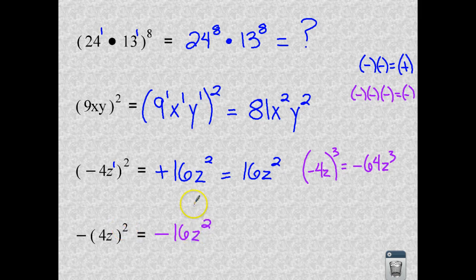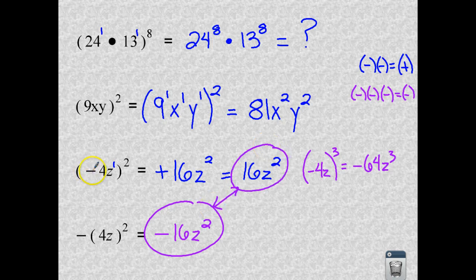So here's the difference between these two answers. Very important that we have noticed the difference from when the negative is applied from the inside or the outside. I'll show you that more in class too. That gets confusing.